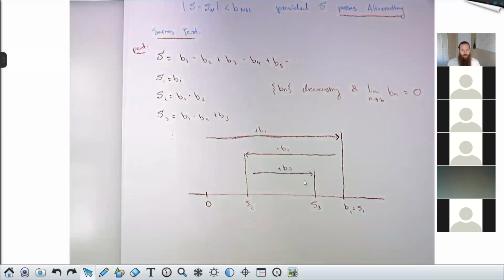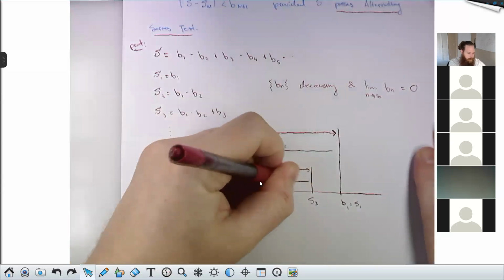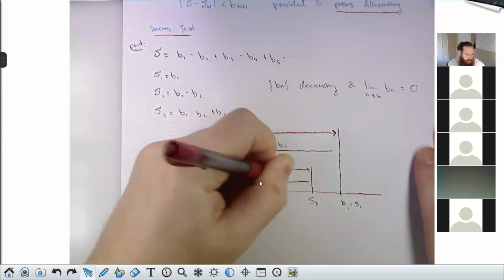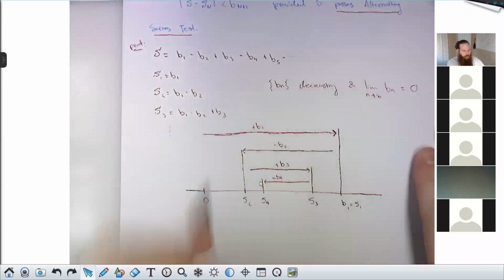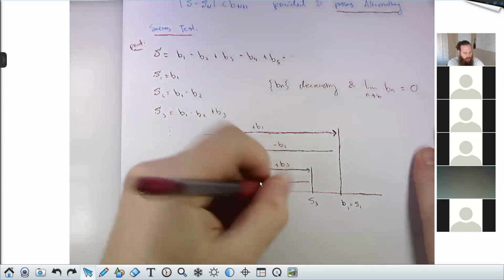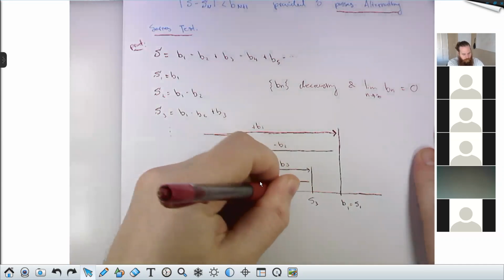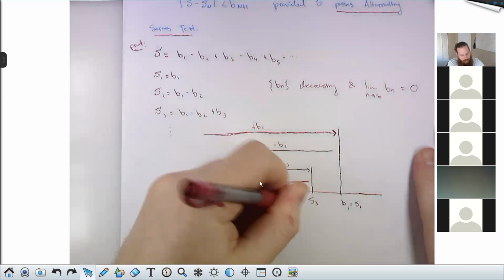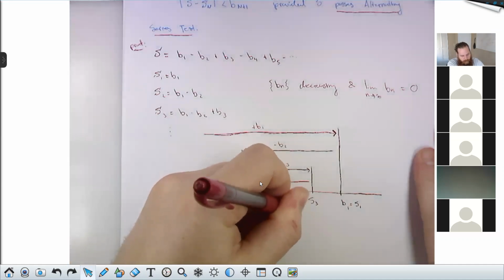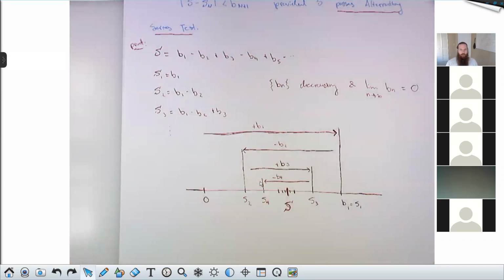To get to S4, I would start here at S3 and walk back to the left B4 units. Yeah, so what you're going to start noticing: S1's over here, S2, S3, S4, S5, S6, S7, S8, S9, S10. They're going to start piling up in here. You're going to bounce back and forth, and you're going to start converging towards one particular number in the middle there, and that is the full series S. This is it, this is the picture, this is the proof.